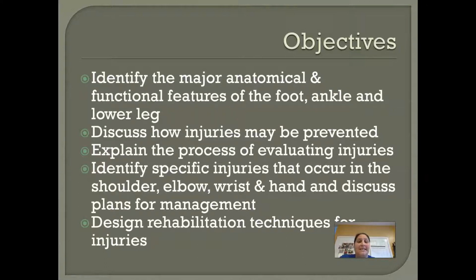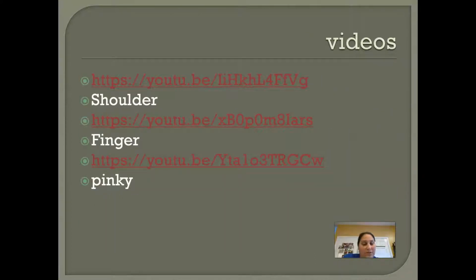We should be able to identify the major anatomical and functional features of the, why do I have foot, ankle, and lower leg? This is supposed to be upper extremity. Excuse me on that. Discuss how injuries may be prevented and specific injuries of the shoulder, elbow, wrist, and hand. So I have that part right. And then design a rehab technique for those different injuries. And right now we're going to get into some of those different injuries and how they can and do occur.